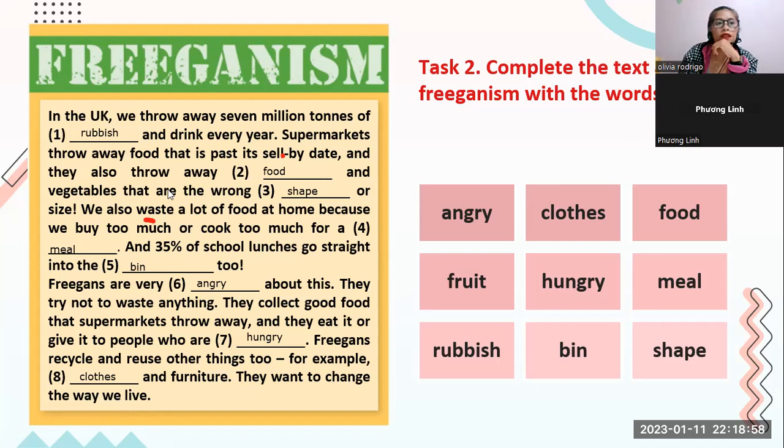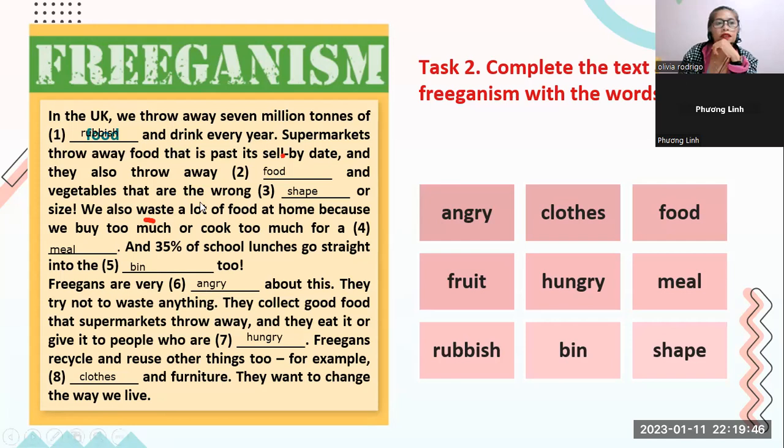Yeah, kanan. Okay. So in the UK, we threw away 7 million tons of what's the answer, teacher? Food and drink. There's a food. There's a drink. So of course there's a food. Supermarkets throw away food that is past its sale date. So it means it is already expired. Okay, example, the manufacture date is December 22, and then you found out it's already January 11. So it means its sale by date. It means it's already expired.